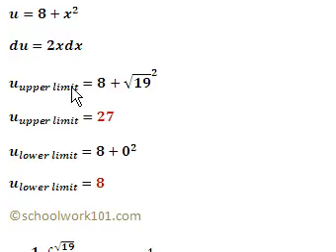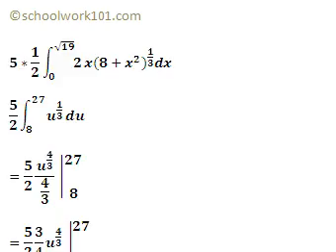Okay, so we found the upper limit: we took the square root of 19 and plugged it in to our u and got that number, which happens to be a nice number, 27. Then we took our lower limit, which was 0, and plugged it in, and we end up getting 8. So now we have our new limits, our upper limit and our lower limit. Okay, so back to our substitution.